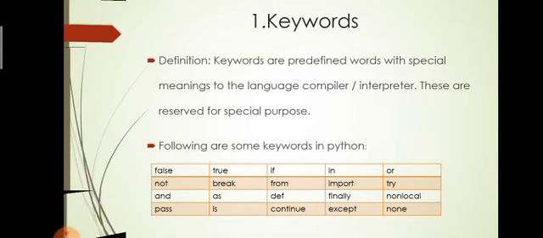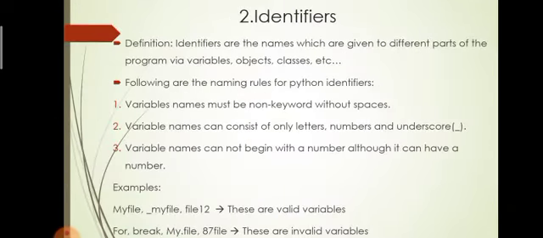Moving forward to the next slide, we have identifiers. Identifiers, by the name, identify whichever thing you define in a program. Identifiers are the names given to different parts of the program via variables, objects, classes, etc. Whenever you write a program, initially you define the variables. These variables are known as identifiers that are identified in the later parts of the program.